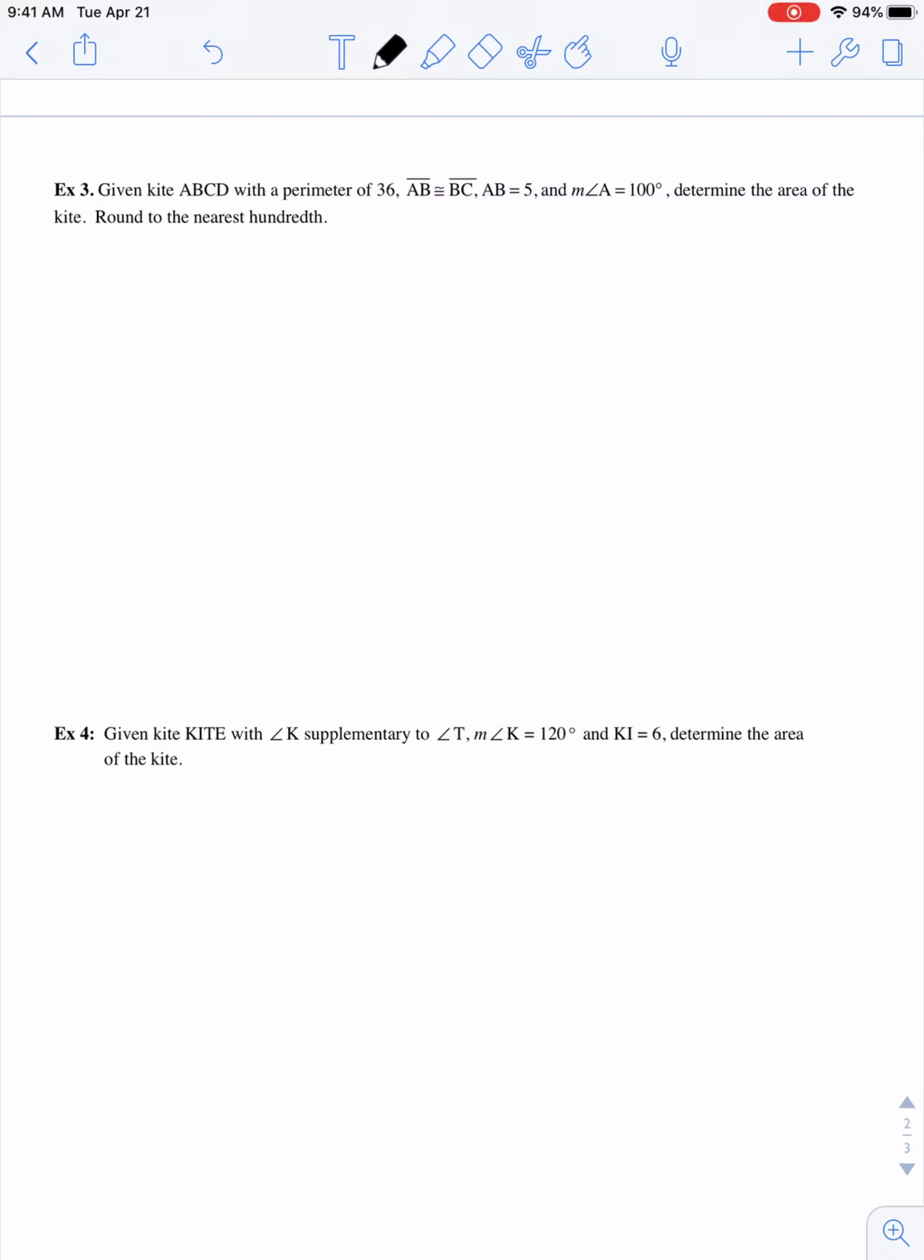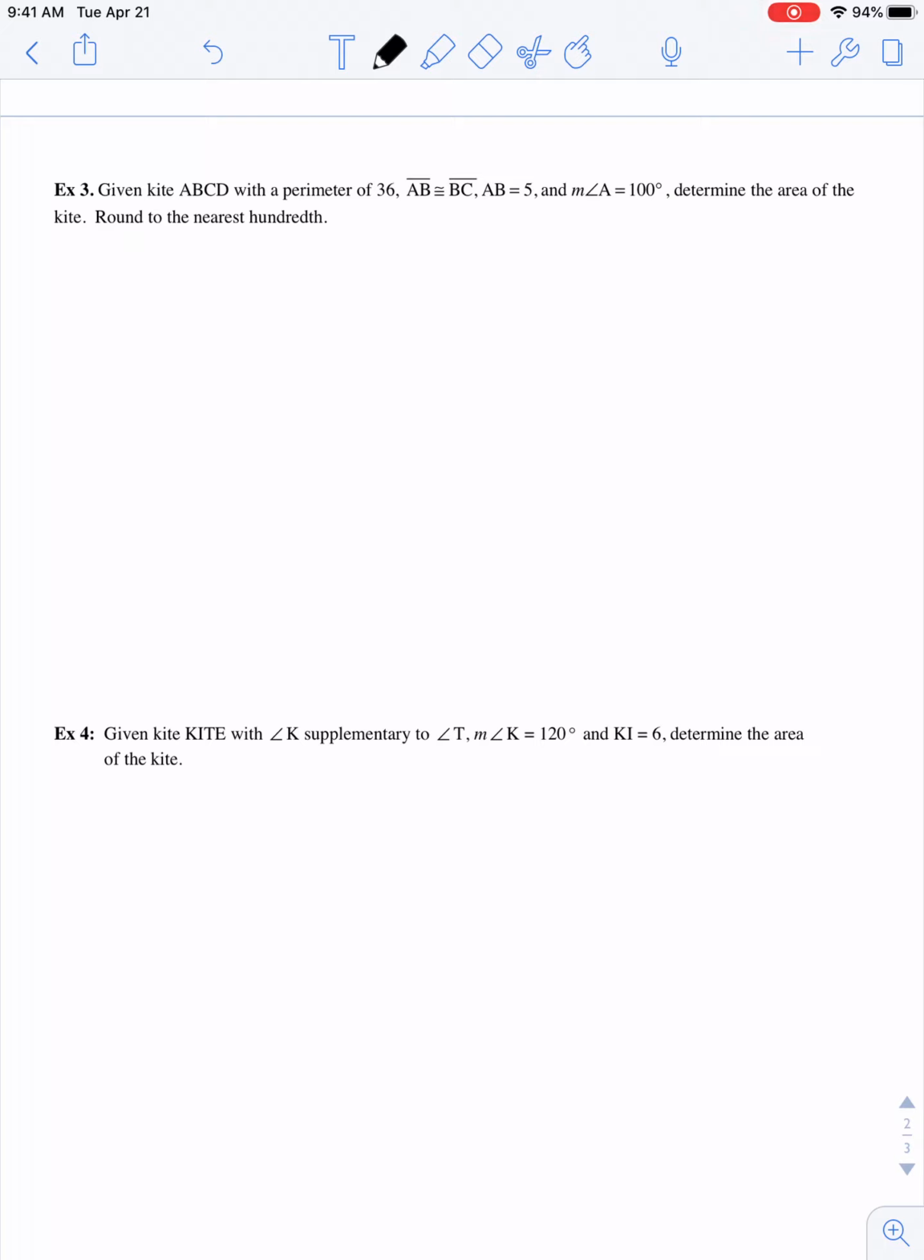This is example 3 for day 9 optional practice. So let's read through our example. Given kite ABCD with a perimeter of 36, where segment AB is congruent to segment BC, where AB is 5 and the measure of angle A is 100 degrees. Determine the area of the kite.